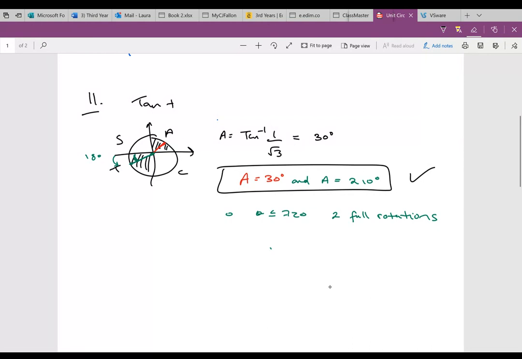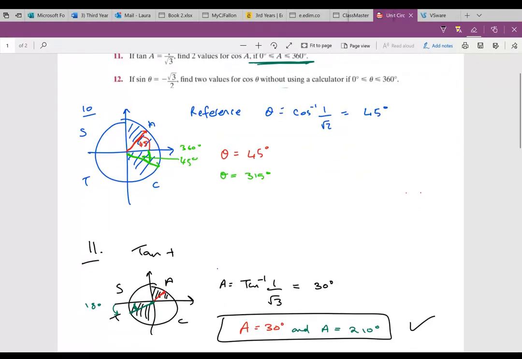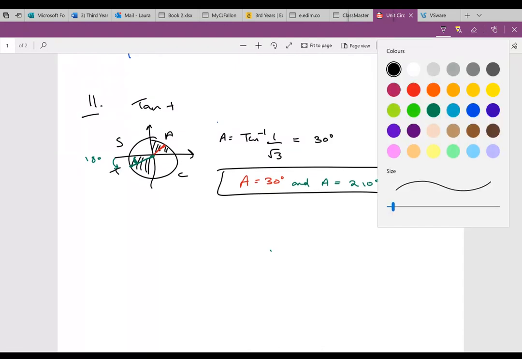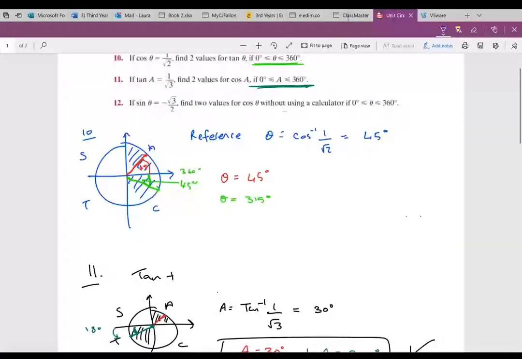Okay, the last one, question 12. Question 12 said sine theta is equal to minus root 3 over 2.